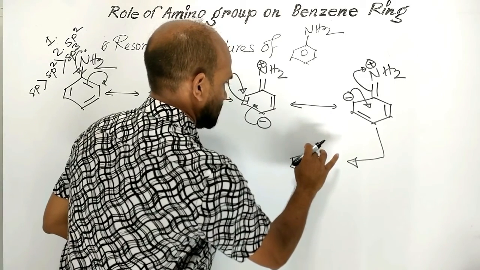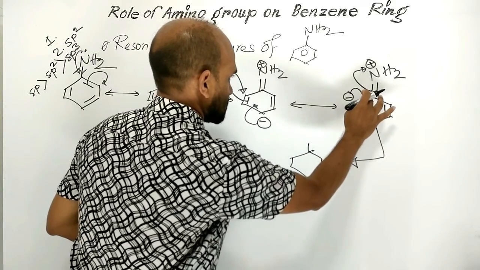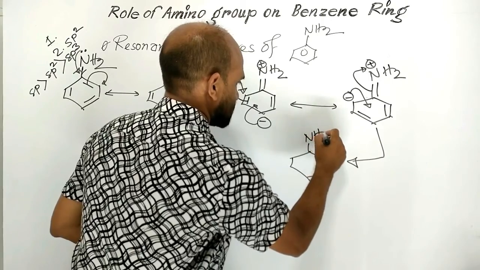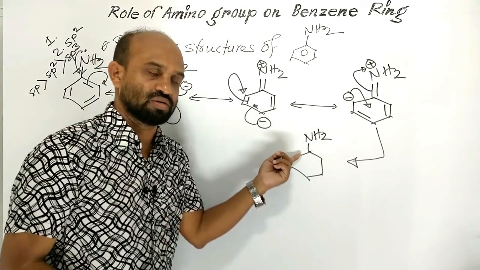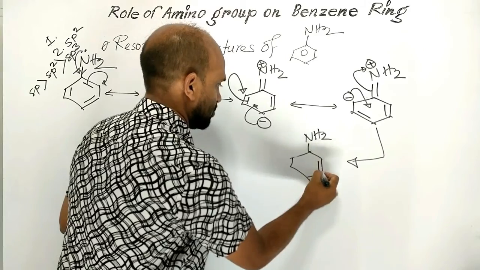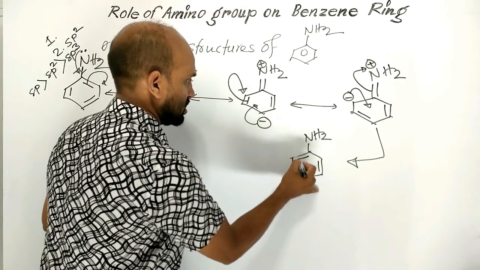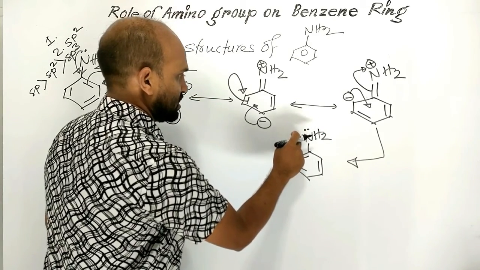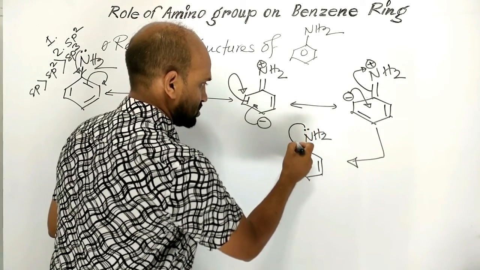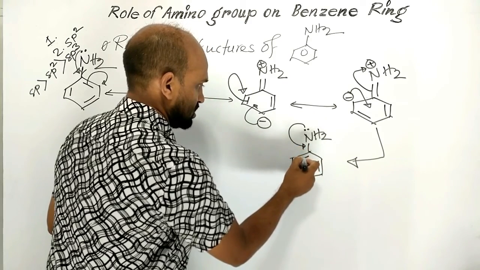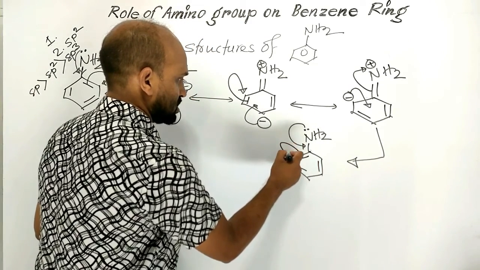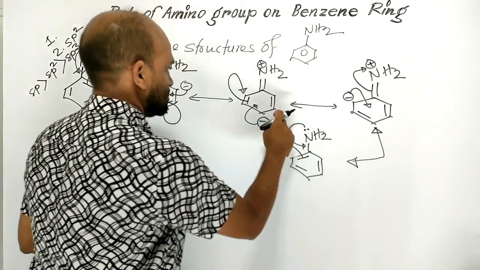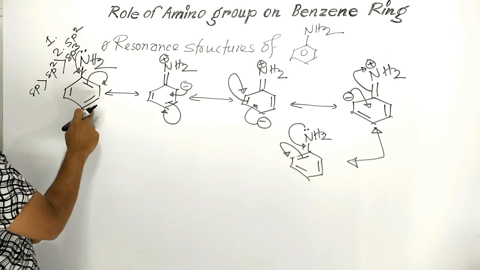Here the carbon nitrogen double bond turns into a carbon nitrogen single bond again, and here double bond, here double bond, here lone pair of electrons. Again this lone pair of electrons turns into bond pair, this bond pair of electrons turns into lone pair. That is, now this is obtained, and then this, and then this one.